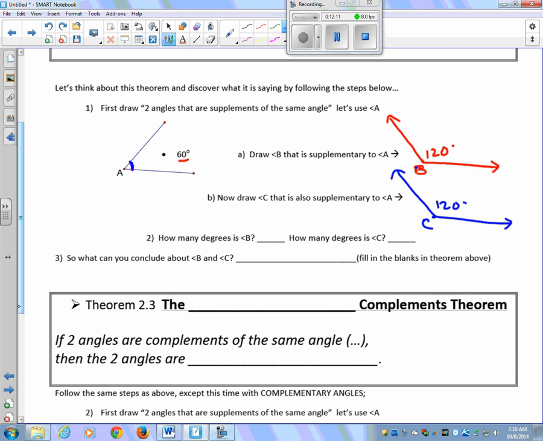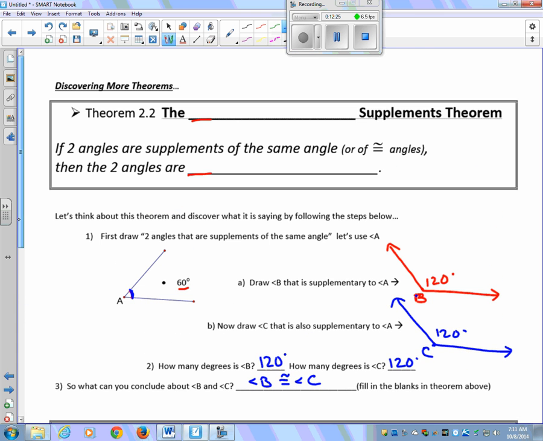Now, how many degrees is angle B? We said 120. C is 120. So what's true about angle B and angle C? They're congruent. Angle B is congruent to angle C. So in our theorem, if two angles are supplements of the same angle, then the two angles are, well, we just found out they must be congruent. So this is called the congruent supplements theorem.